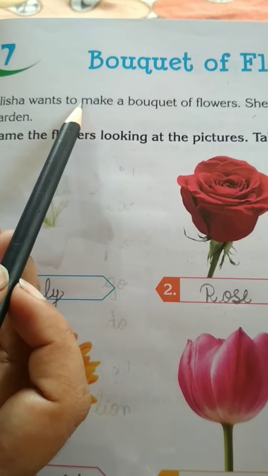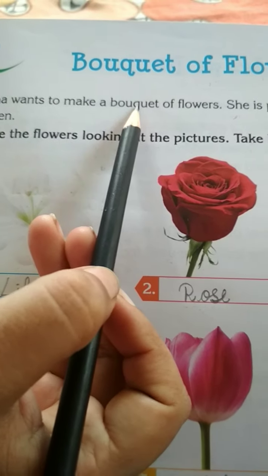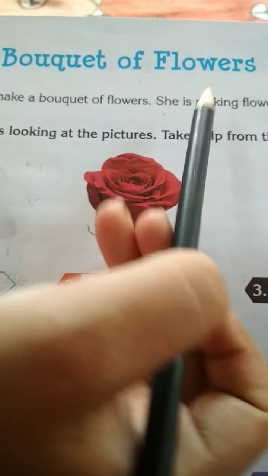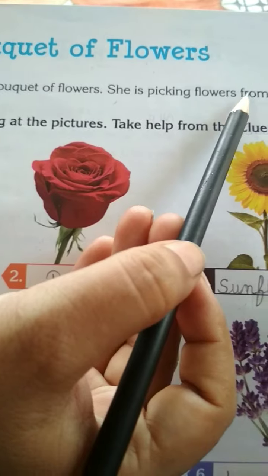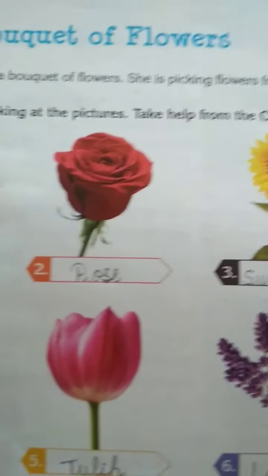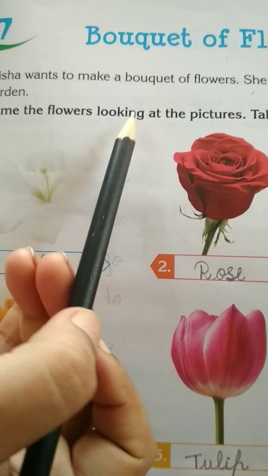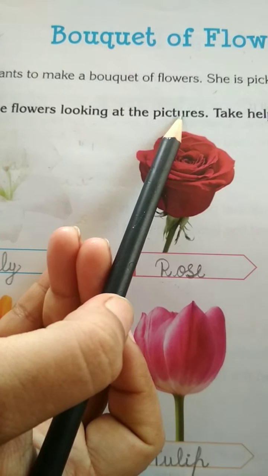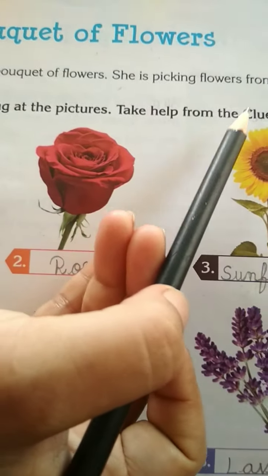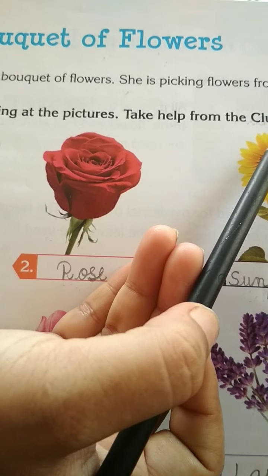Alisha wants to make a bouquet of flowers. She is picking flowers from her garden. Name the flowers looking at the pictures. Take help from the clue box.